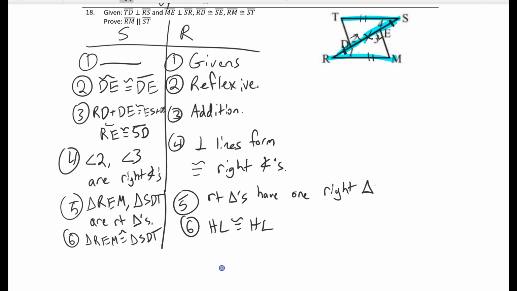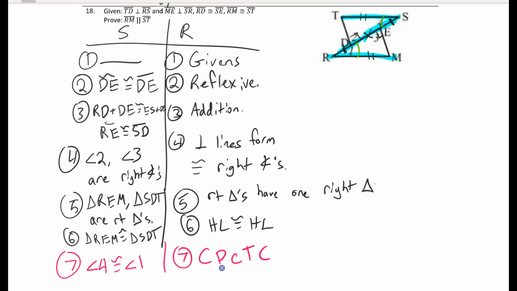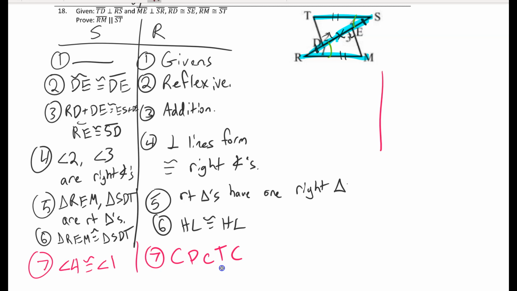Now, if these lines were parallel, I would know that angle 1 and angle 4 are the same. But if you notice that we've proved the triangles are the same, well, that should not say 5, then you will notice that it is actually already true that angle 4 is congruent to angle 1, because they're corresponding parts of congruent triangles. So I can prove they're the same by CPCTC. And if I know that the alternate interior angles are congruent, I know that the lines are parallel. So for my last statement, I'm going to state that the two lines are parallel.